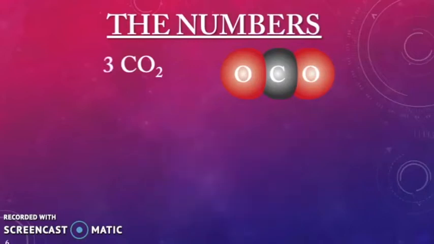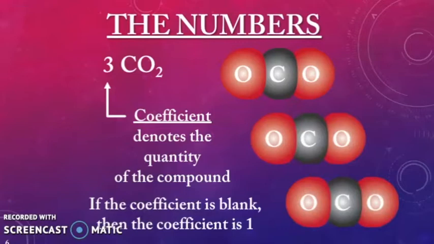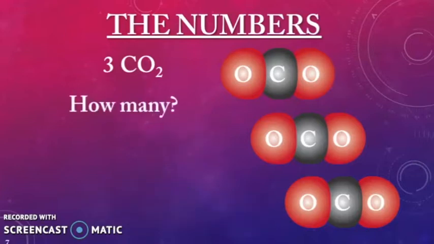Now, if we wanted to change the quantity of these carbon dioxides, I could put a 3 in front, and this actually has a different name. This is called the coefficient. The coefficient tells me the quantity of the compound. So if I put a 3 in front of this carbon dioxide, I would be saying that I have 3 carbon dioxides. And just like with our subscripts, if the coefficient is blank, it means the coefficient is 1.